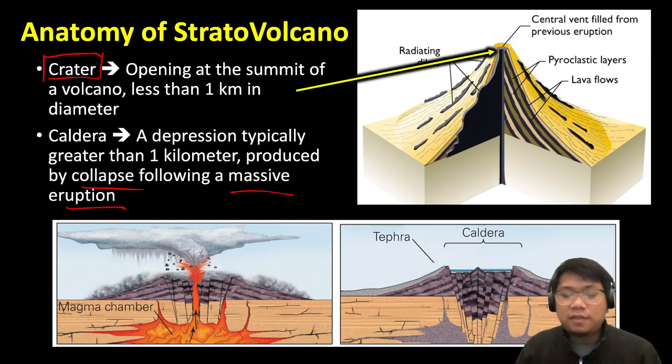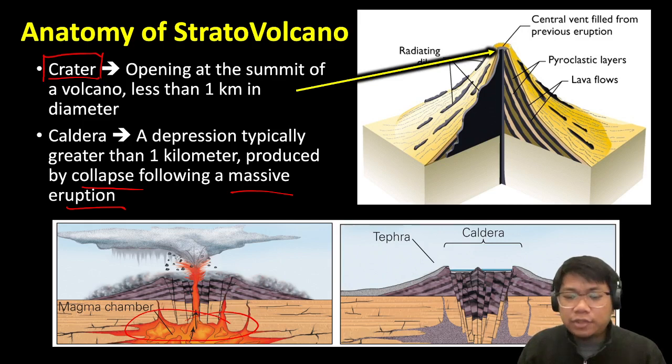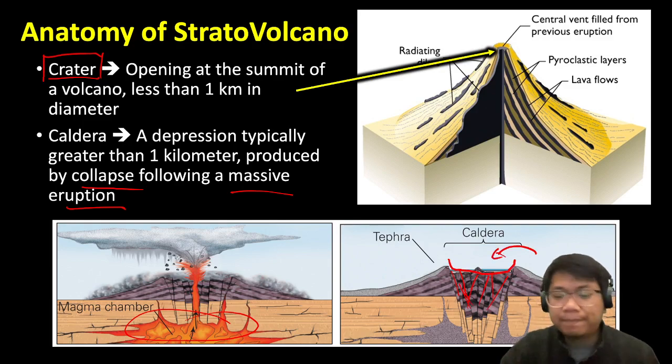But once these volcanoes erupted, undergo a massive eruptions, then it could actually release lots of stuff from its magma chamber. Therefore, as a result, everything just collapsed, okay? Creating a huge depression right in the middle. And this huge depression that formed after massive eruptions is called caldera.